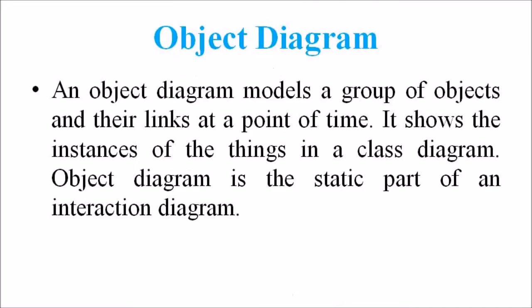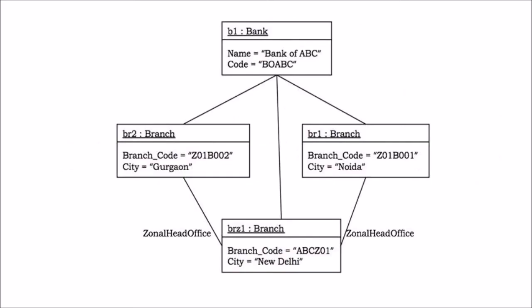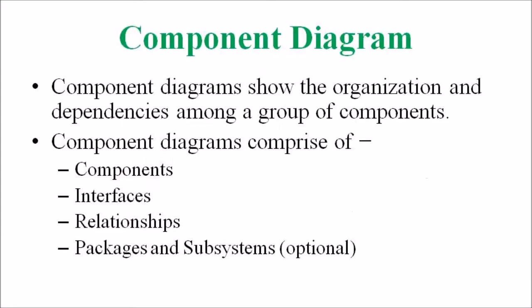Next, we are moving to the object diagram. An object diagram models a group of objects and their links at a point of time. It shows the instances of the things in a class diagram. An object diagram is a static part of an interaction diagram. For example, this figure shows an object diagram of a portion of the class diagram of the banking system, which we mentioned earlier. So next we are moving to the component diagram.